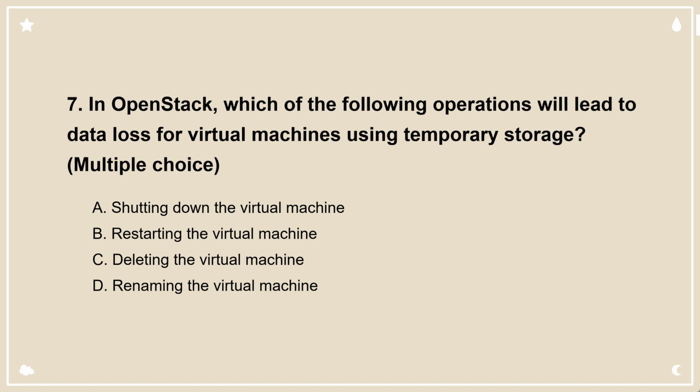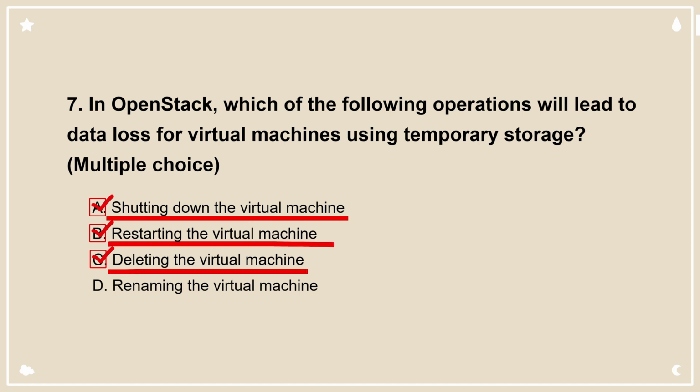So the correct answers are: Temporary storage in OpenStack is wiped clean whenever a VM is shut down, restarted, or deleted. It's designed for short-term use, so make sure to save important data elsewhere. Renaming the VM won't cause any data loss because it only changes the name.